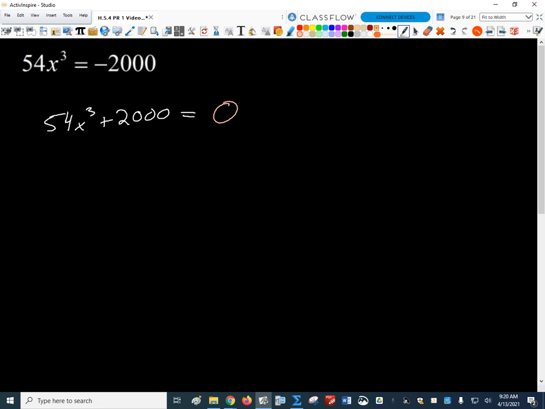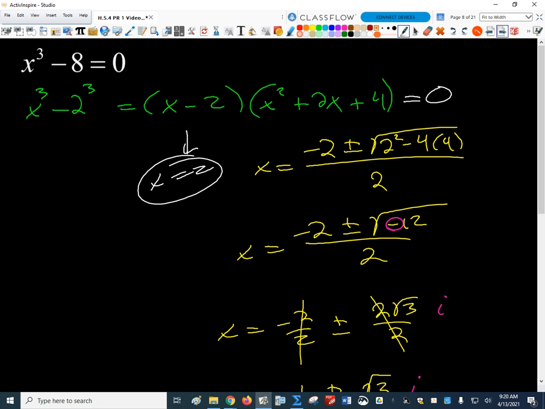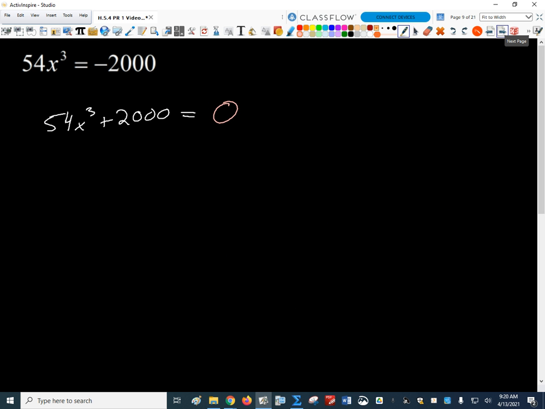I've got something x cubed plus a number. What's the only pattern that could potentially fit? So yeah, in this case, it'd be the sum of cubes, right? Everybody see that? So the only pattern it could fit. So we want to be able to write this thing as something cubed plus something cubed.